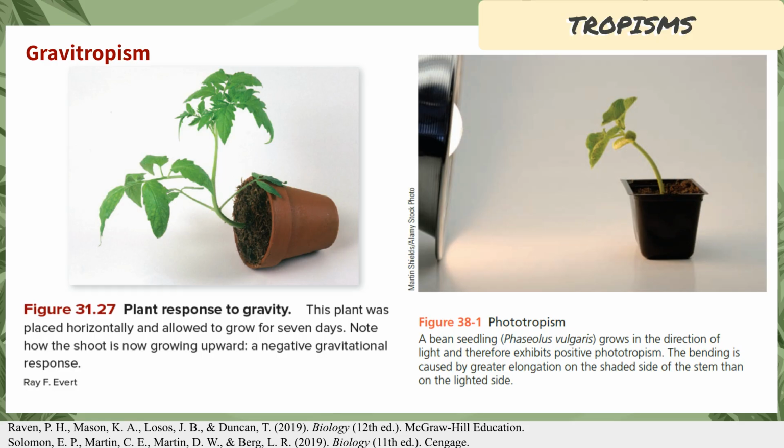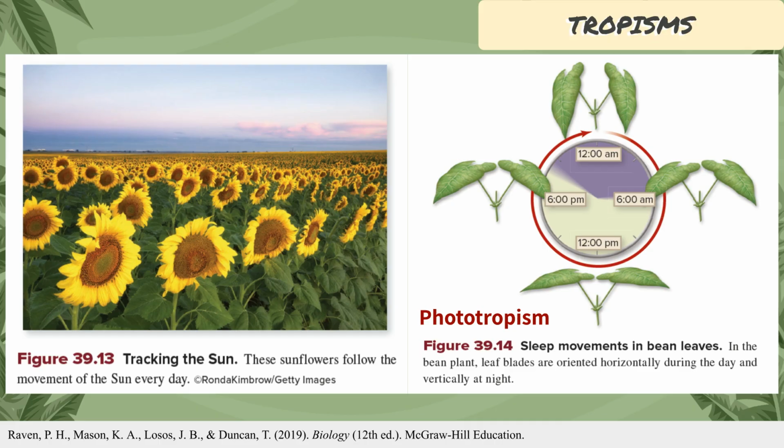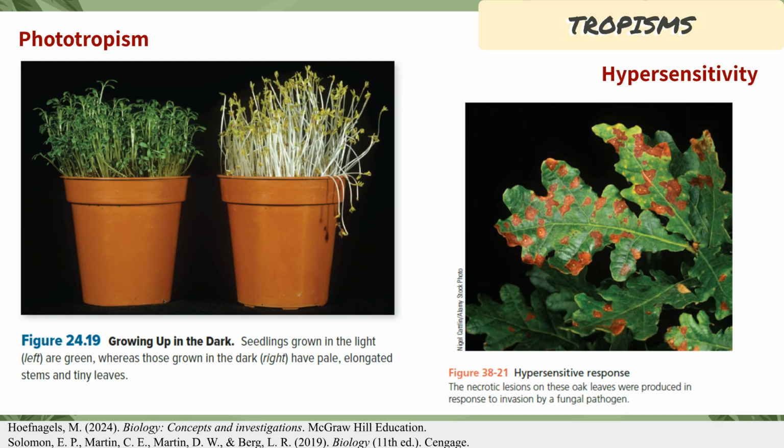It is caused by greater cell elongation on the shaded side of the stem, causing the plant to bend toward the light source. Some plants, like sunflowers, exhibit solar tracking by following the sun's movement across the sky every day. Other plants, like beans, have sleep movements, where their leaf blades are oriented horizontally during the day to capture light and shift to a vertical position at night. Light also fundamentally changes a plant's physical structure. Seedlings grown in the light are green with developed leaves, while those grown in the dark have pale, elongated stems and tiny, underdeveloped leaves as they stretch to find a light source.